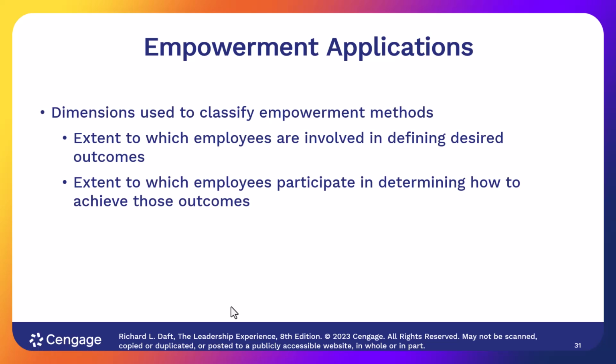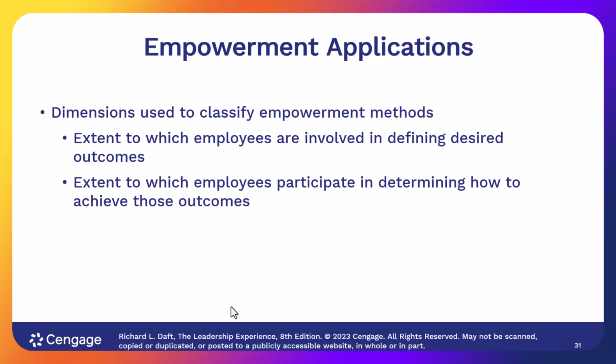Empowerment applications: dimensions used to classify empowerment methods. Extent to which employees are involved in defining desired outcomes. One thing about it, the earlier you get people involved and allow them to give input when they have the knowledge and skills, then they're going to be involved in helping design and defining desired outcomes. They'll be vested in that.